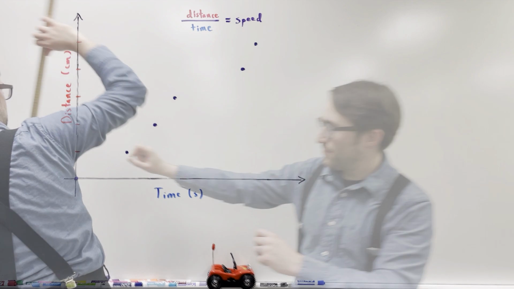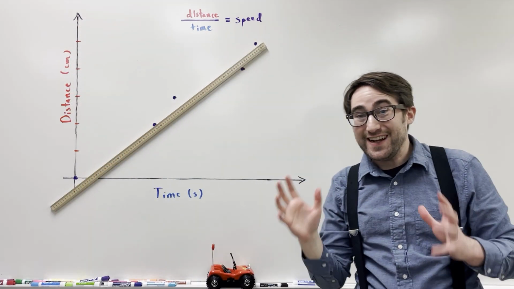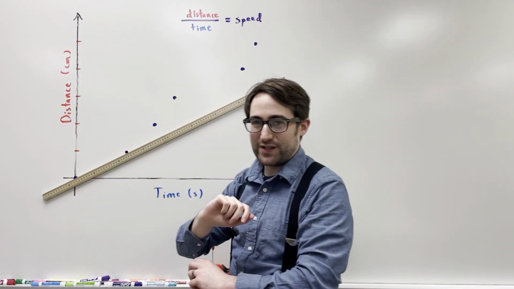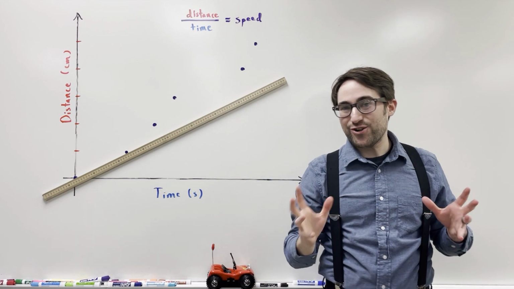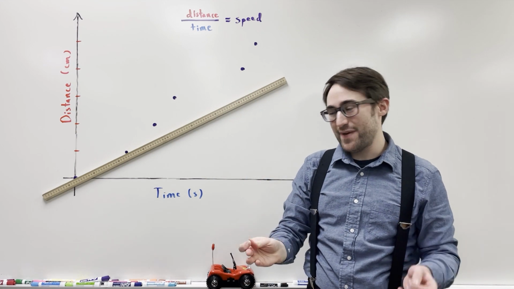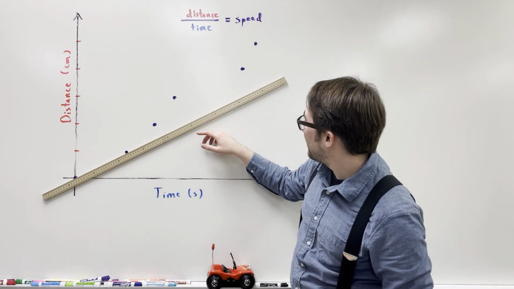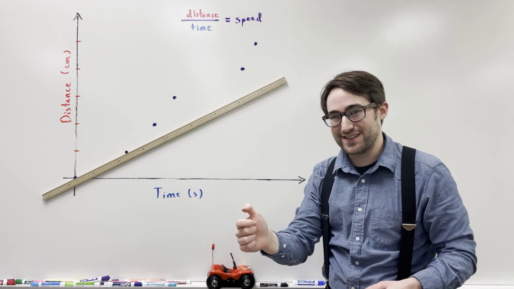So let me grab this meter stick here. Now I could try to connect the dots with these and go straight from one data point to the next, to the next, to the next. But then I'm just including all the mistakes that I accidentally made. The times when I probably hit the stopwatch a little bit too late because I was trying to watch the car and hit the button at the same time.